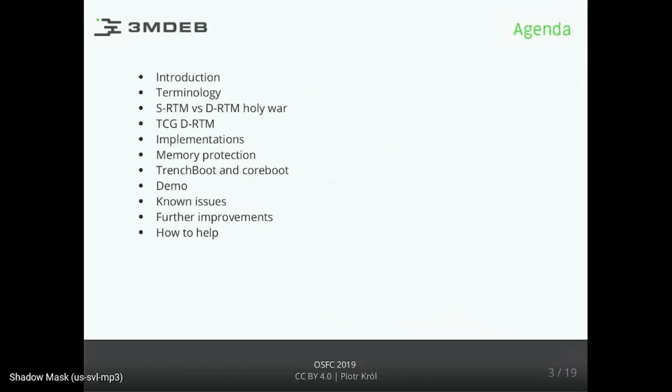but I see that most of you are familiar with trusted computing and DRTM stuff. But we will repeat some terminology. We will see what's the difference between static root of trust and dynamic root of trust, and maybe a little bit about this holy war, because definitely there are two camps, despite those solutions being orthogonal, to be honest.